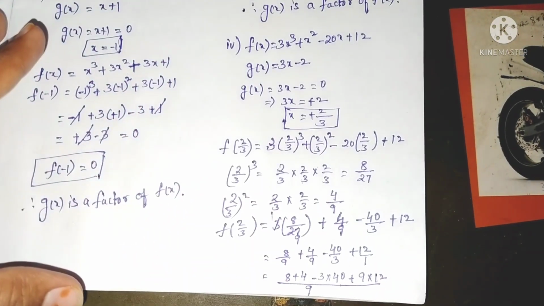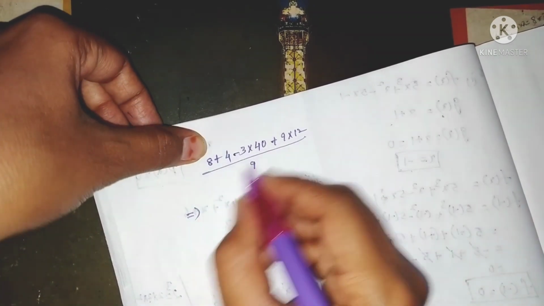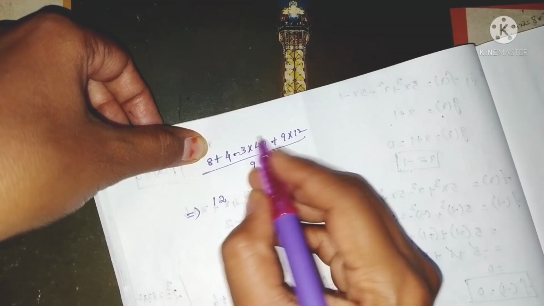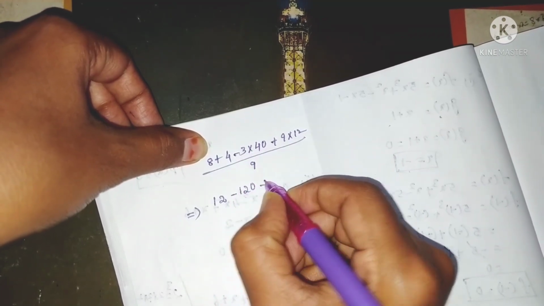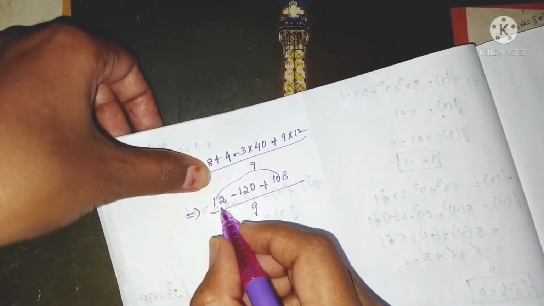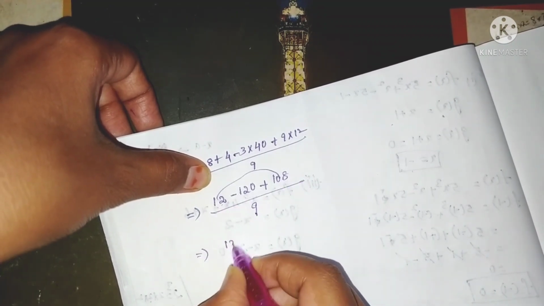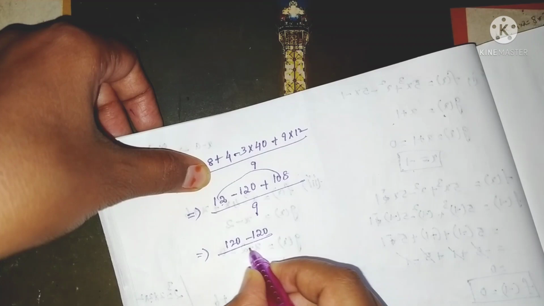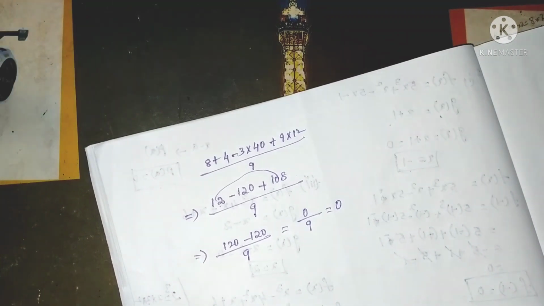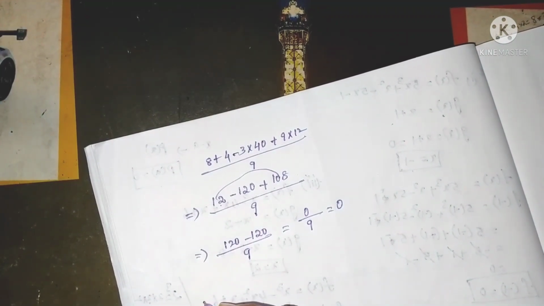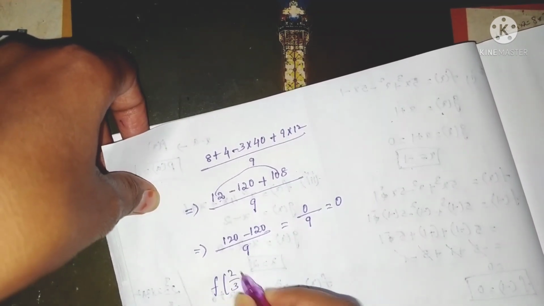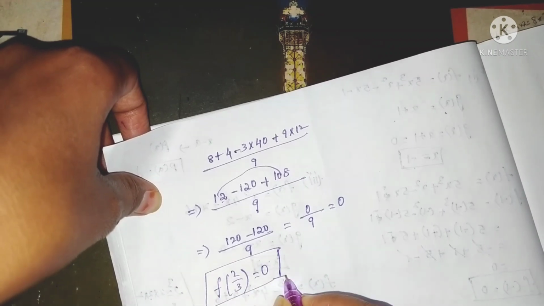Okay. So now 8 plus 4, 12. 3 4s are 12. So 3 40s are 120 plus 12 9s are 108 by 9. So if we add 12 and 108 it will be 120, minus 120 by 9. 120 minus 120 is 0. 0 by 9 equals 0. So that means what we have substituted here? 2 by 3. Right. So f of 2 by 3 equals 0.